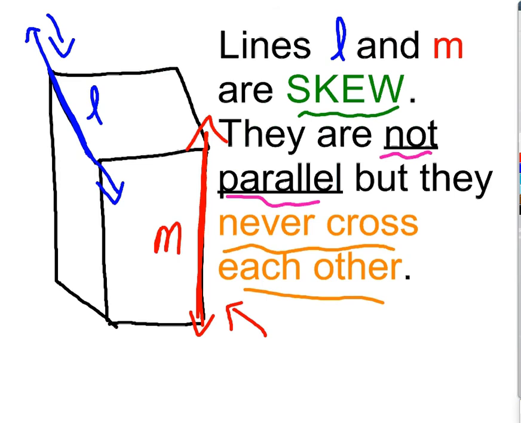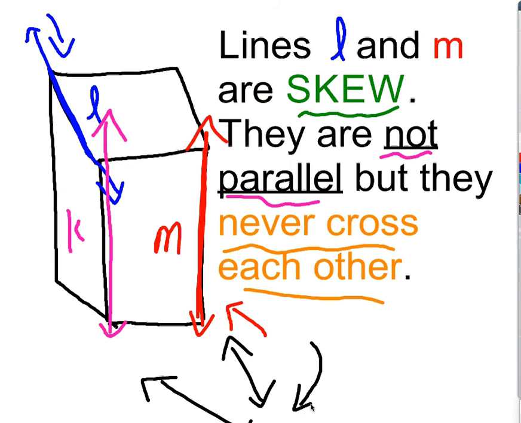So the idea is if I drew a line here, let's say we call that K, K and M would not be skew because they are parallel. So to be skew, it has to be two things: not parallel, and they don't touch each other, which is why they pretty much have to be in three dimensions. Because if you tried to draw two lines that weren't parallel to each other in two dimensions, say something like this, they're going to cross down there, right? So skew can really only exist in three dimensions.